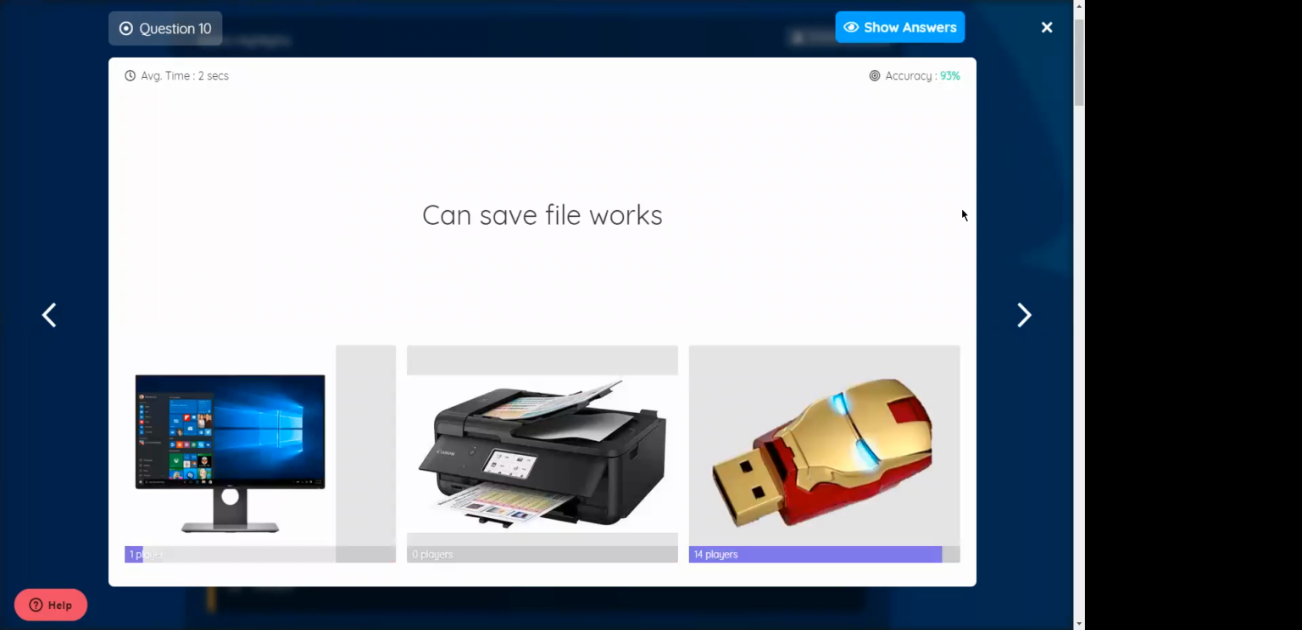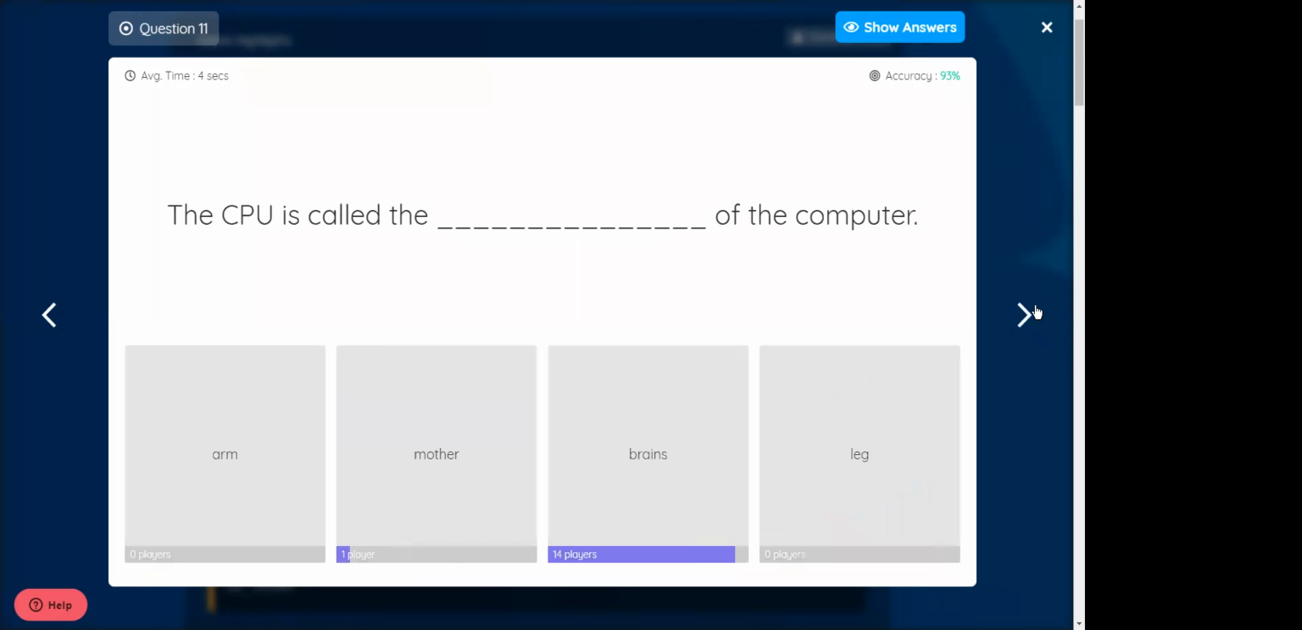Which device can save our files? Pen drive. Good. What will a printer do? Output device. You already know. So the CPU is called the brains of the computer. Good.